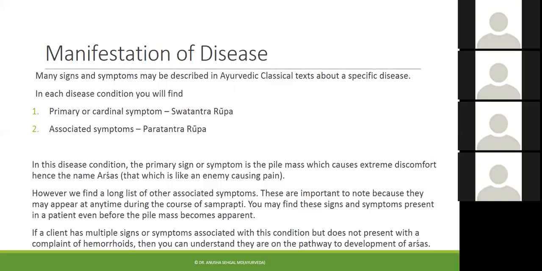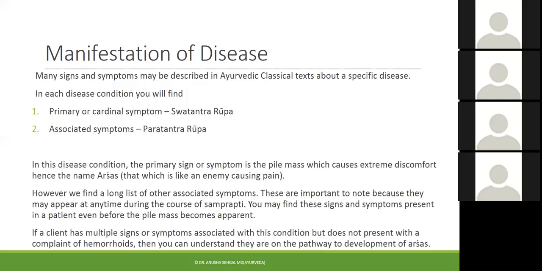However, as you've seen now, there are many other associated symptoms which are known as Paratantra. The cardinal sign or symptom that you have for any disease is known as the Swatantra Rūpa, or the primary. Rūpa means that which is shown, or the sign or symptom, and Swatantra means that which is primary, or the first and foremost. And the other associated symptoms that we know can be found in this condition are known as the Paratantra Rūpa, which means it is secondary.